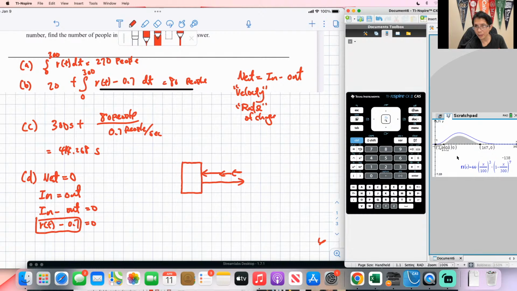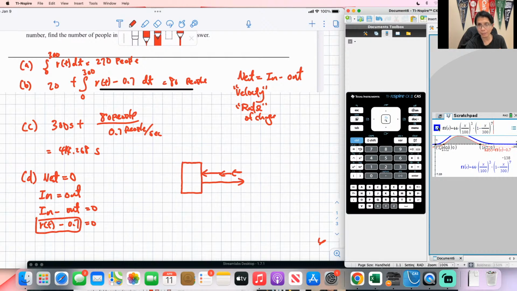Wait, how do I do tab? Tab. Okay, I'm going to go to the second graph. I'm going to graph the y1 minus 0.7. Why do I need to graph that? That's the net. I'm going to graph the net. I'm set the net equal to 0. So then you're going to get this 0 right here.